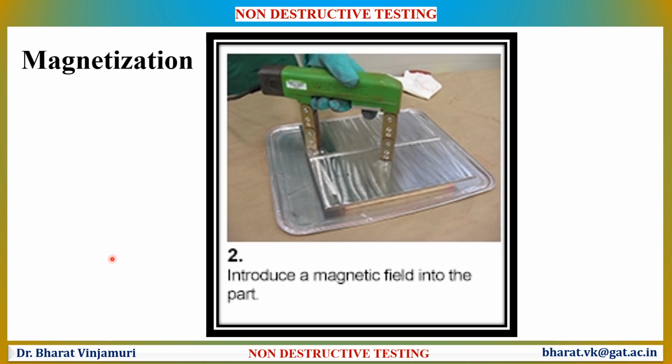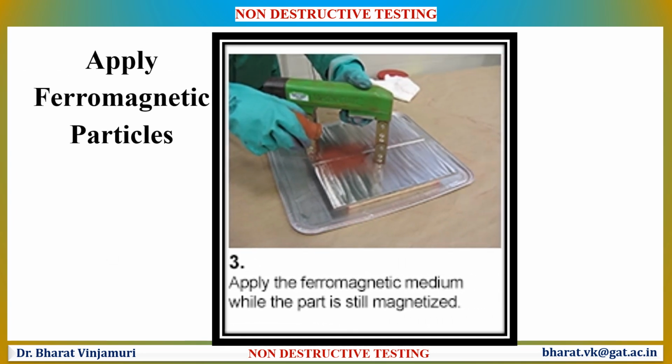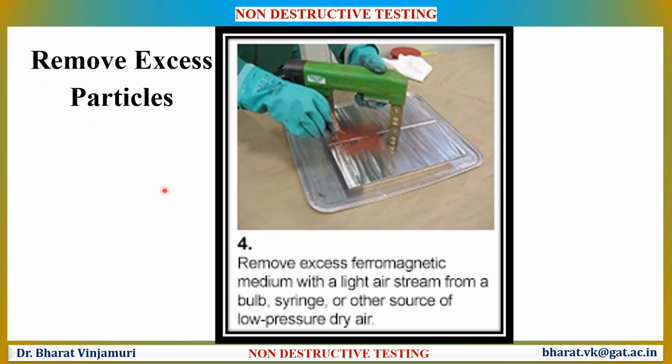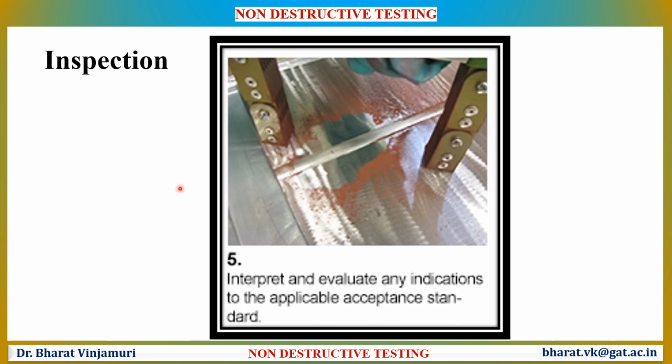In the next stage, the part to be examined has to be magnetized by using a yoke. Once the component is magnetized, the ferromagnetic particles will be placed over the entire area. The excess particles are removed by gently blowing air over the particles. A careful inspection can reveal the cracks at the surface. Here we will be interpreting and evaluating any indications of the discontinuities.